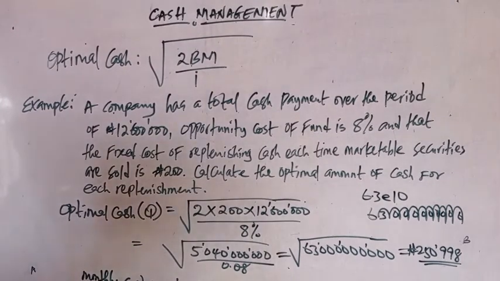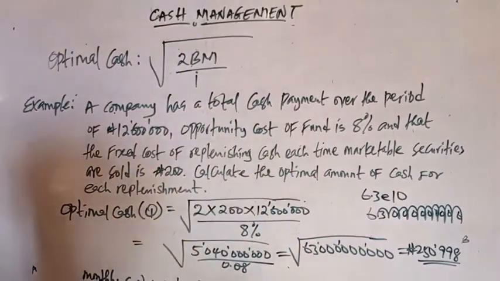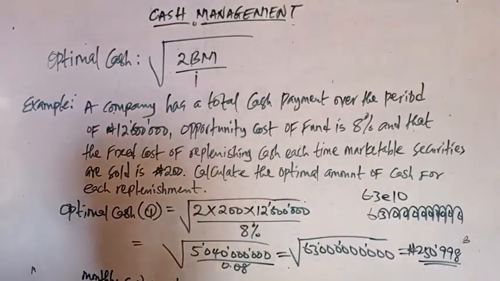The question now goes further: how many times do we need to replenish cash in a month? Now we have the optimal cash, which is this. To know the number of times to replenish cash in a month, we have to divide this value by the optimal cash that we need to hold, which is 250,998, giving us an approximation.